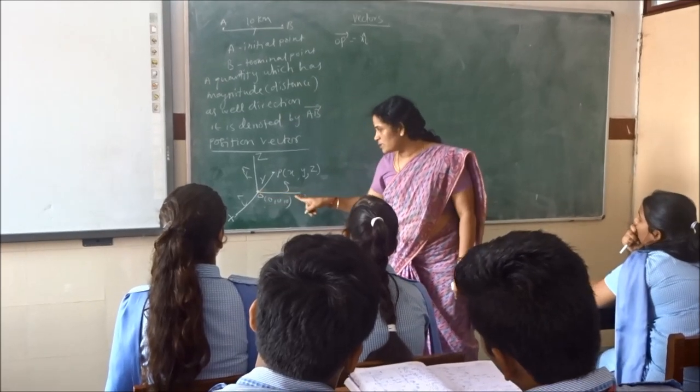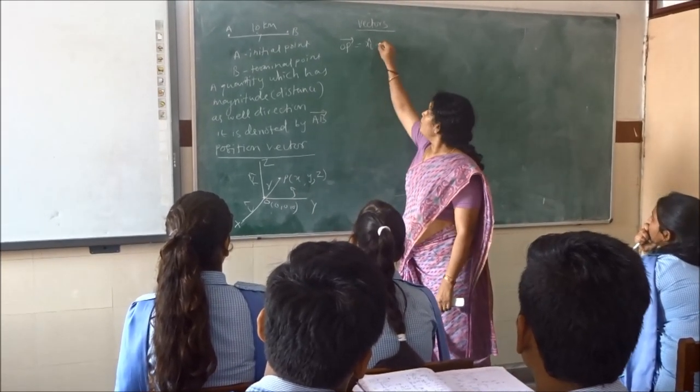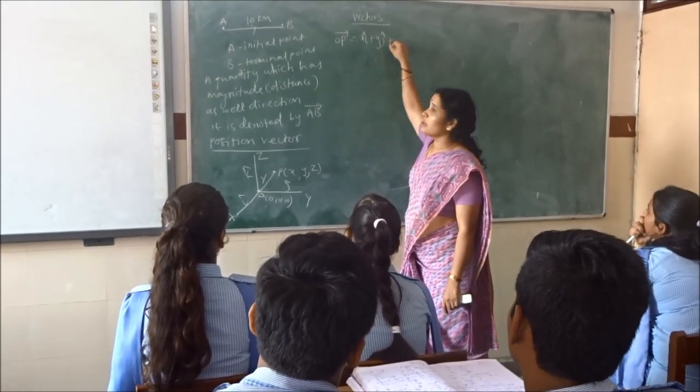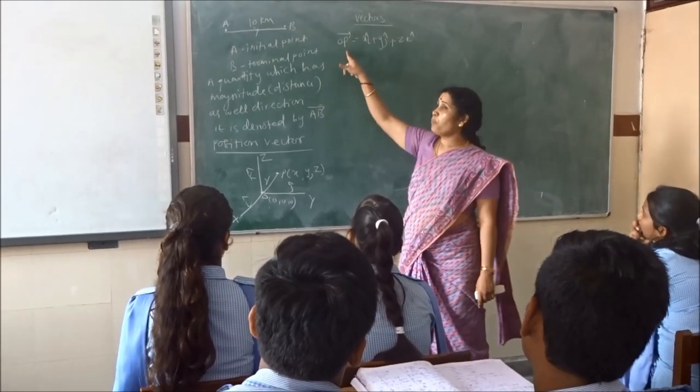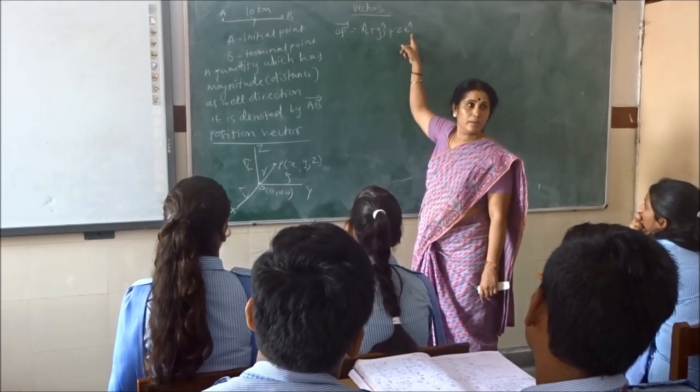Now, what is the y-axis distance? It is y. What is the direction of the y-axis? j. The z-axis direction is k, and the distance is z. Anybody have doubts? So the OP vector equals x i cap plus y j cap plus z k cap.